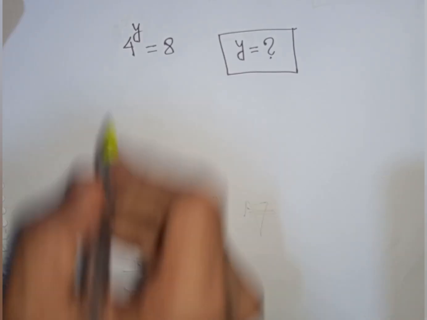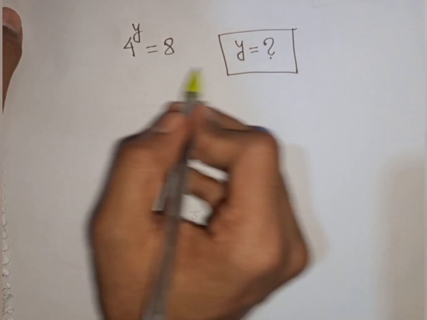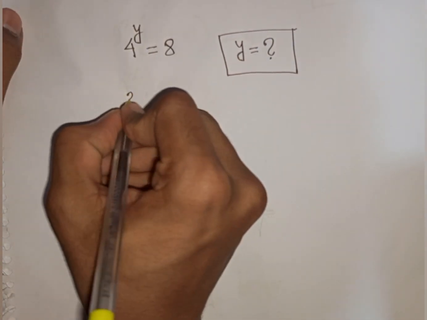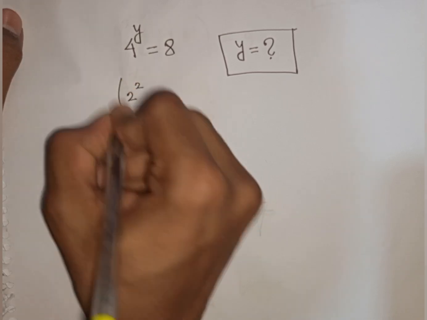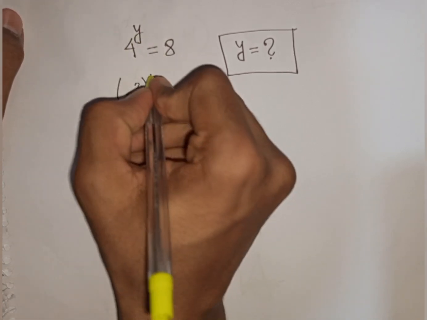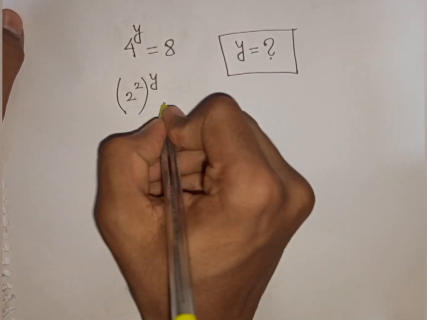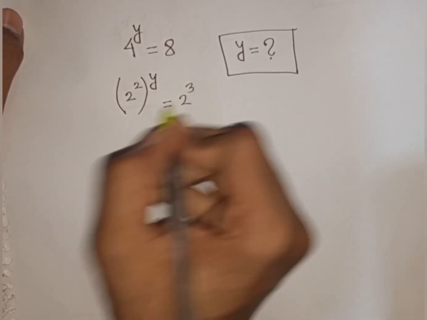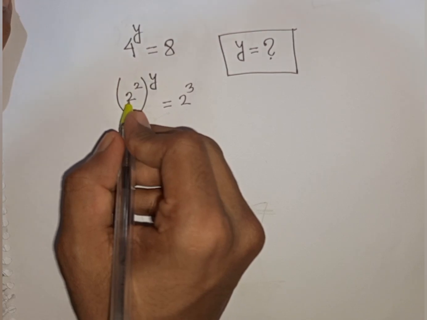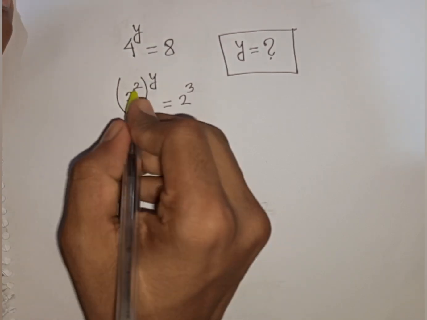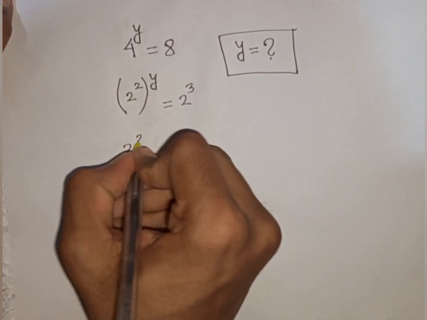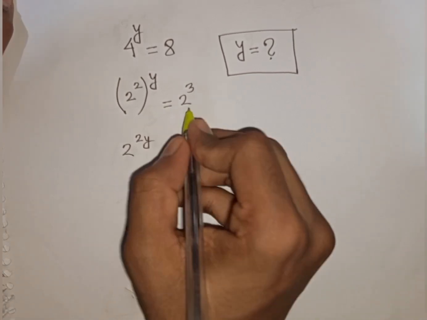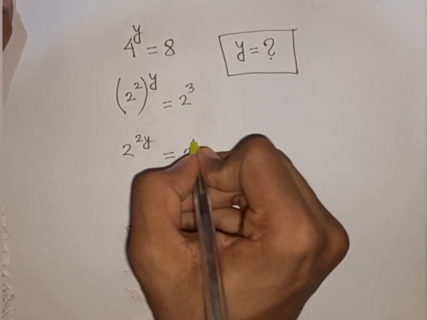How to solve 4 power y is equal to 8. Find the value of y. So 4 power y is the same as 2 power 2, then bracket power of y, and 8 is the same as 2 power 3. Now we can write here 2 power of 2 times y, that means 2y, is equal to 2 power of 3.